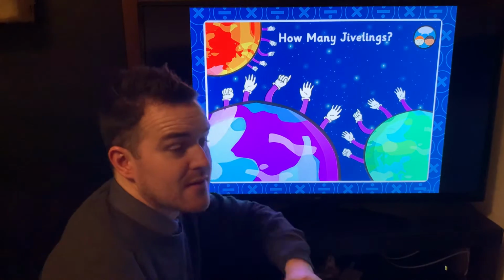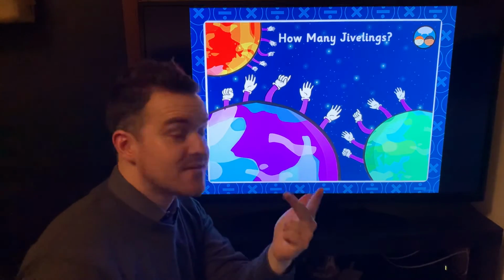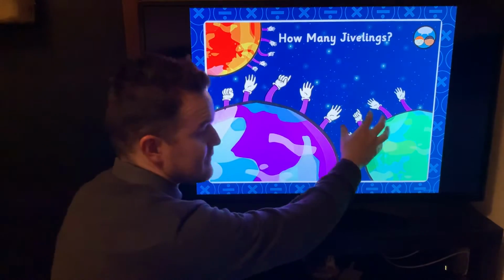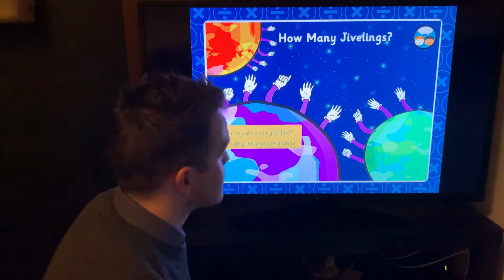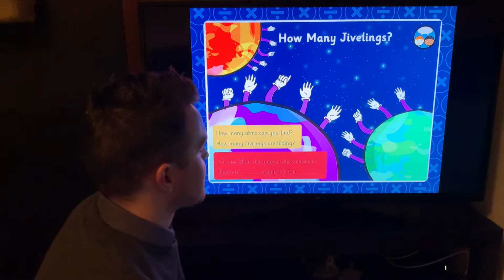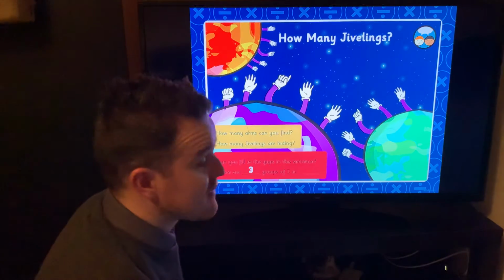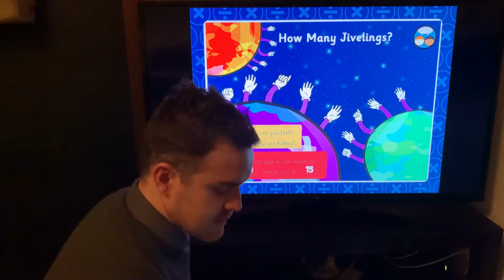3 sets of 5. 5, 10, 15. Let's put that in a number sentence. How many 5s is there in 15? There are 3 groups of 5 in 15.